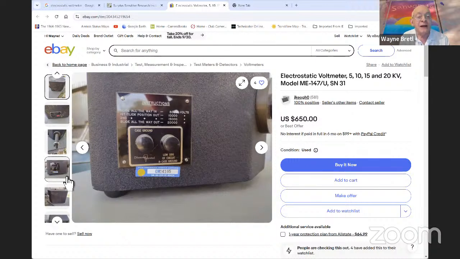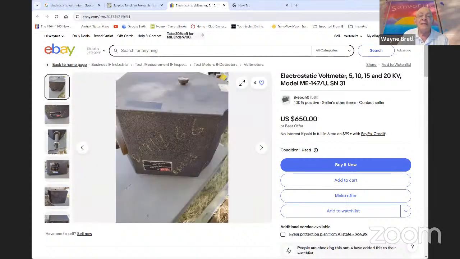So here's the calibration on this one: all the way in, 6 kilovolts. First click, 10 kilovolts. All the way out, 20 kilovolts. And of course, for color sets, we had models that went up to probably 50 kilovolts. Wow.